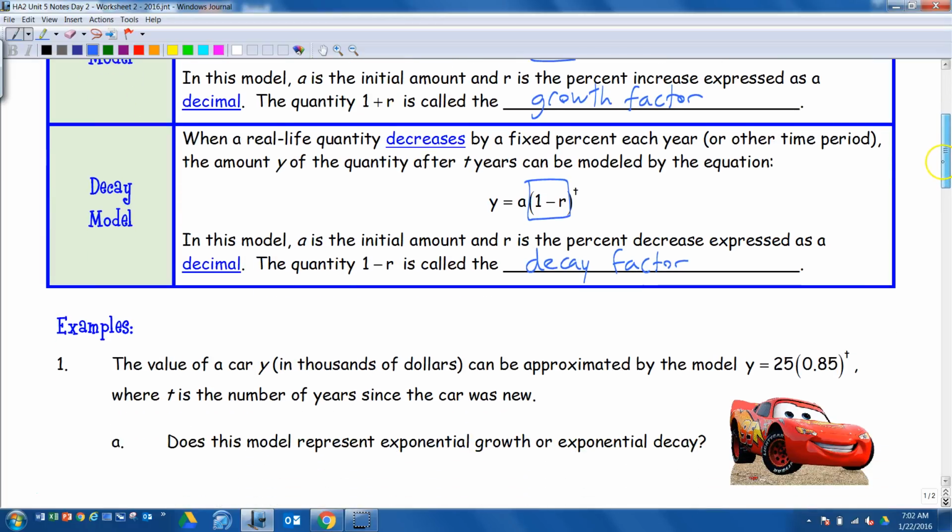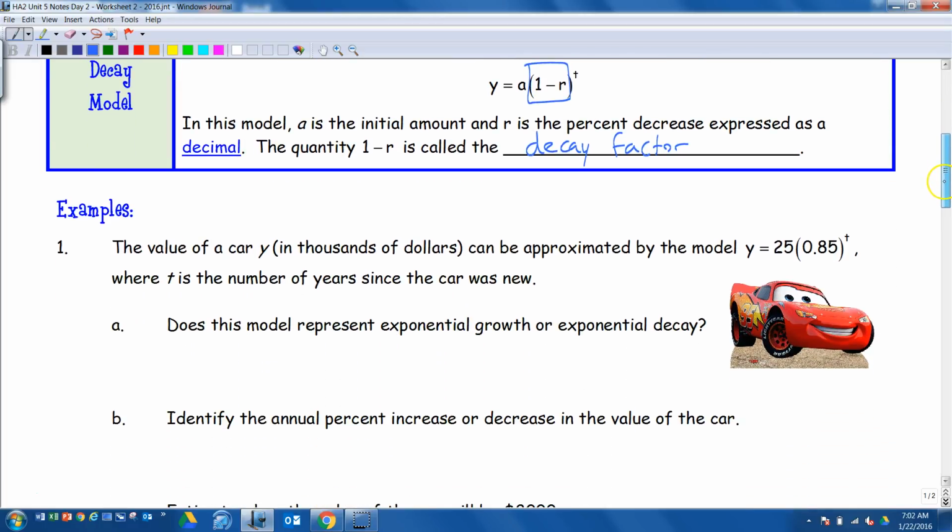So let's take a look and see this stuff. The value of a car in thousands of dollars, always read that, be careful with the units, can be approximated by the model y equals 25 times 0.85 to the t. t is the number of years since the car's new. So does it model exponential growth or decay? Well, since the entire growth factor is less than 1, this should be exponential decay.